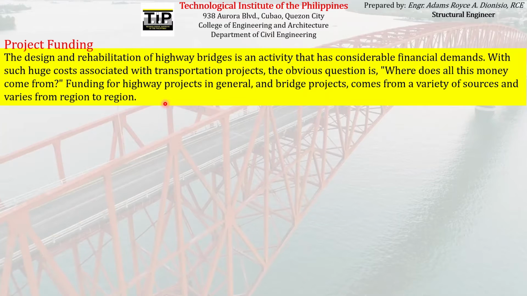So usually the sources of fund vary from region to region or with respect to that particular project. So the sources of funds usually vary from one project to another, as well as from one region to another region. So we will enumerate here the five principal categories of fund source. And the first one is the user base. So this is one of the sources of fund of a bridge structure project.